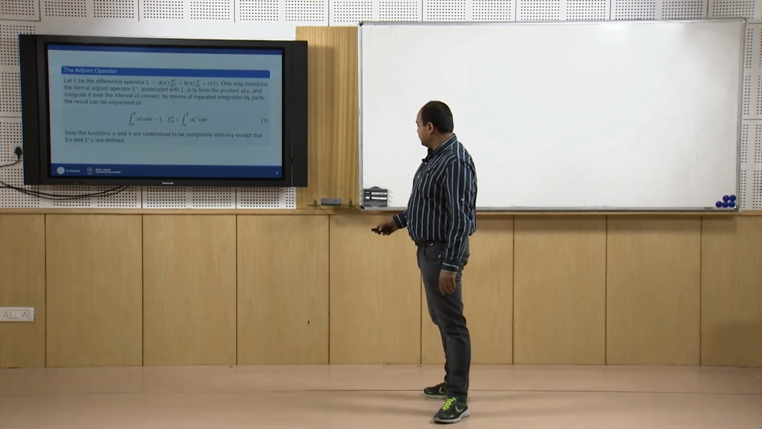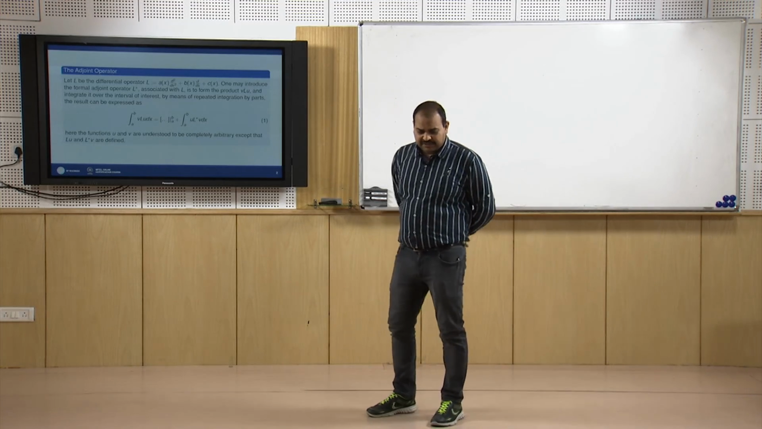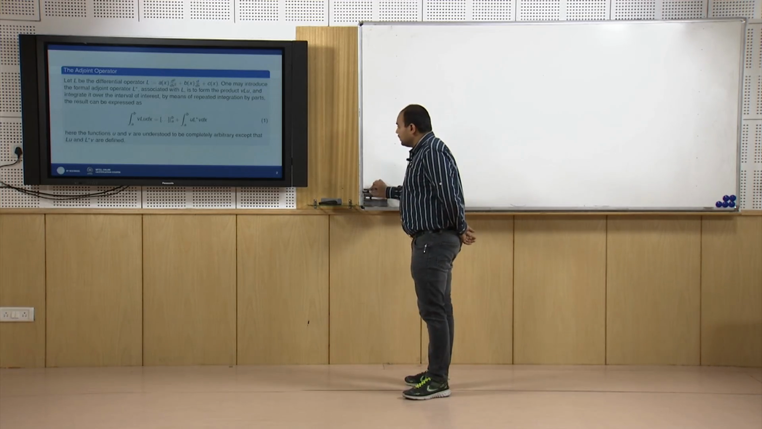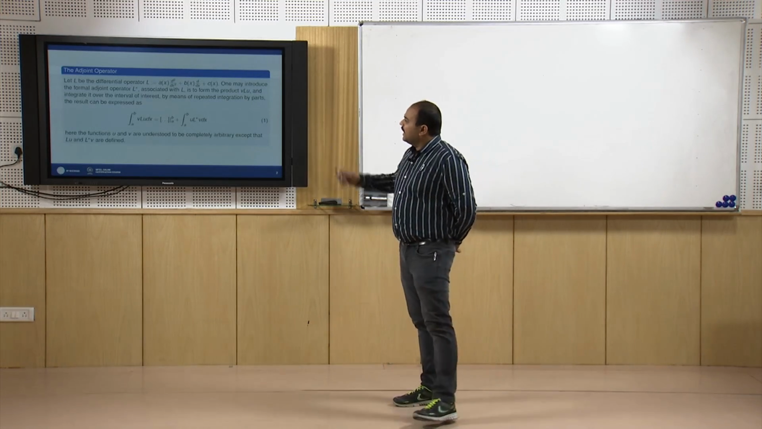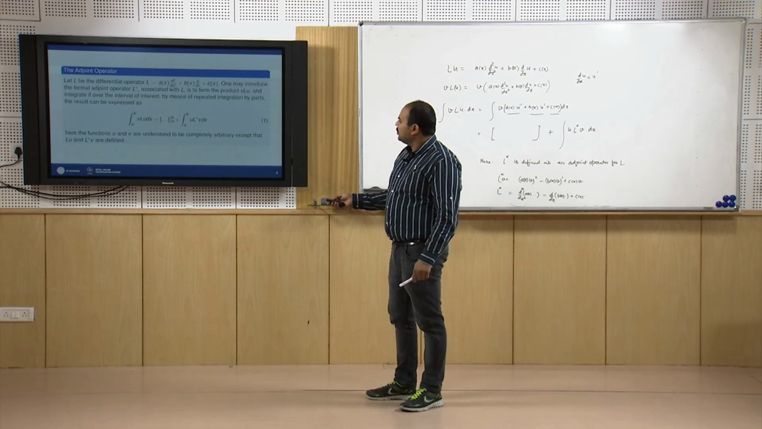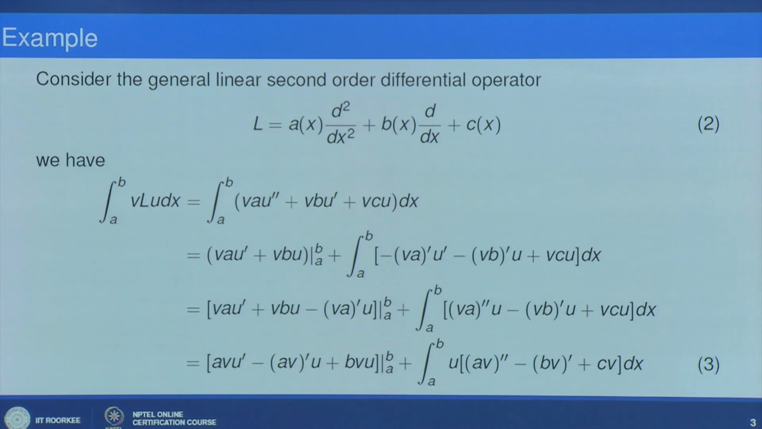Before starting with the actual construction of Green's function, we first discuss some basic things about the adjoint operator. For the adjoint operator, let L be the differential operator defined as a(x) d²/dx² plus b(x) d/dx plus c(x), and here u and v are completely arbitrary. The only requirement is that Lu and L*v exist. Now we consider this particular example.